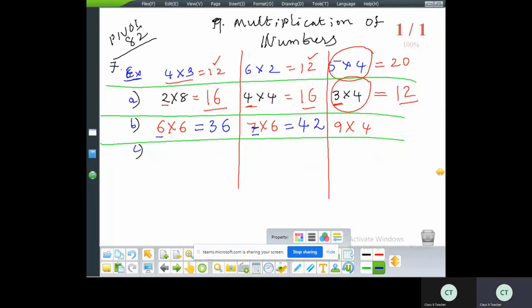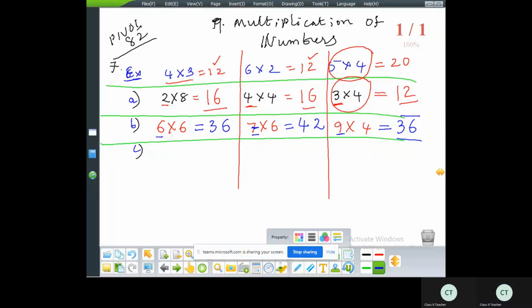Next, 9 into 4. 9 is multiplied by 4 or 9 times of 4. Now read 9 table. 9 ones are 9, 9 twos are 18, 9 threes are 27, 9 fours are 36. Our product is 36.